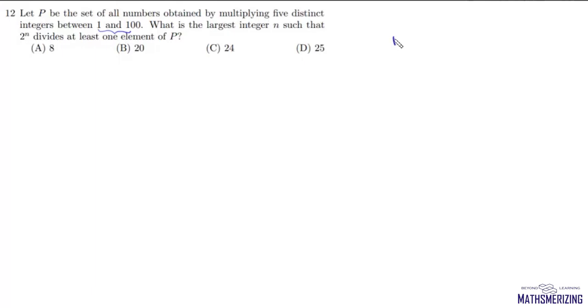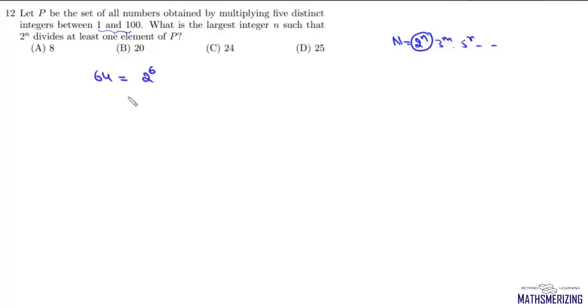Now we know that we can write any number as 2 to the power n, 3 to the power m, 5 to the power r. So this is how we can express any number. Now we have to select 5 such numbers so that they have highest possible values for 2 to the power n. So we'll start with our first number, and that number will be 2 to the power 6. And 2 to the power 6 is 64.